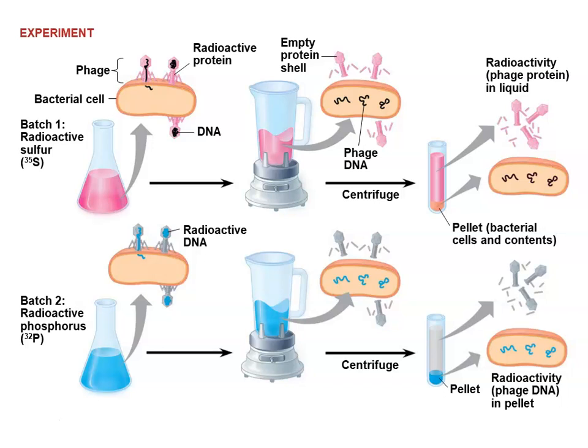Remember that there's a phosphate group that's part of your nucleic acids. And so when the DNA was labeled with this radioactive isotope and blended together, now we see that the radioactive component is in the pellet, which would be where the bacterial cells are, hence why it was DNA as opposed to protein.